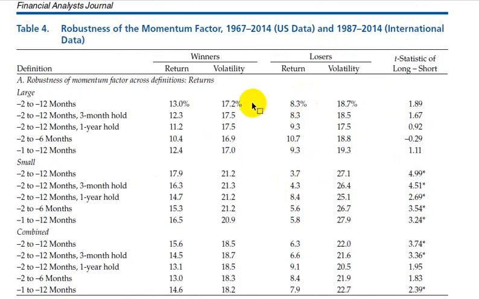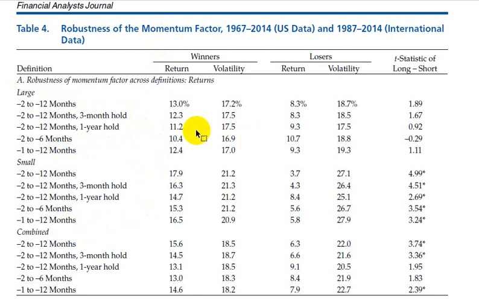Okay, let's look at the momentum factor. We've got the same analysis, where the strategy is to go long past winners and go short past losers. And we've got different periods of time that have been found in the literature. For instance, looking back a year, looking back 6 months, holding for 3 months, holding for a year. And we've also got it split up between large cap, small cap, and combined companies that reflect momentum characteristics.